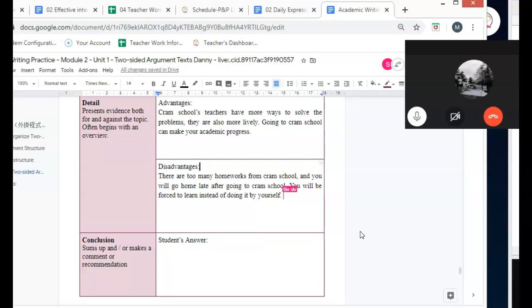Okay, how about the conclusion? So what's your final say about going to cram school for you? Is it good or not good? Is it good for your future? Is it good for your ability? Or is it maybe not good for some?